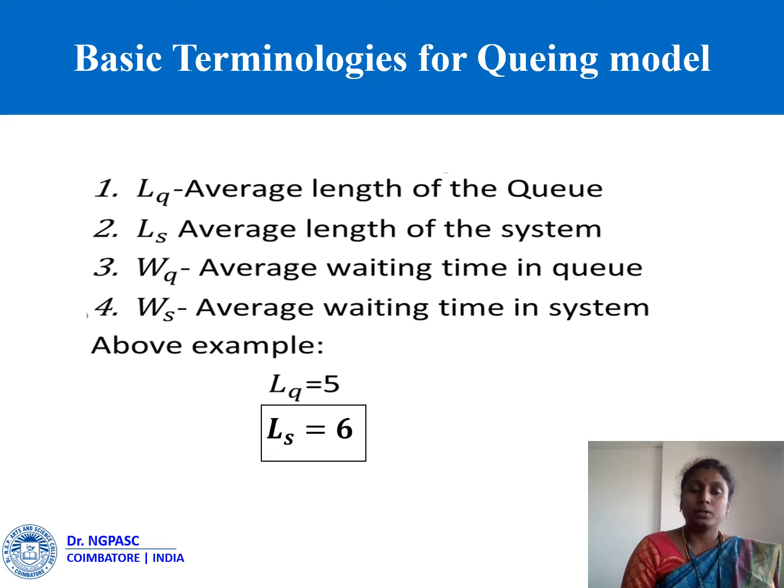Next, Wq. Wq is the average waiting time in the queue. That means how long the customer waits in the queue before the service. Ws means the average waiting time in the system. That means how long the customer waits in the system, including the service. In the above example, Lq equals 5. That means there are 5 members waiting in the queue, and Ls equals 6 because 6 members are present in the whole system.